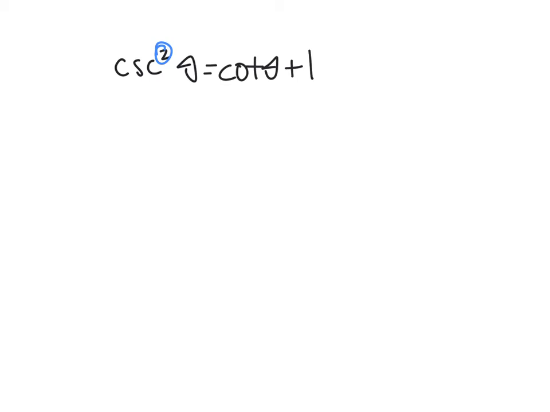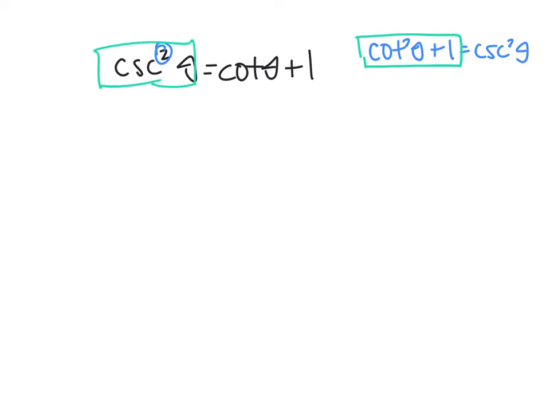So this Pythagorean would be cotangent squared plus 1 equals cosecant squared. So this one is already solved for. We can take all of that cotangent squared plus 1 and substitute it into where cosecant squared is. So now we have cotangent squared theta plus 1 equals cotangent plus 1.